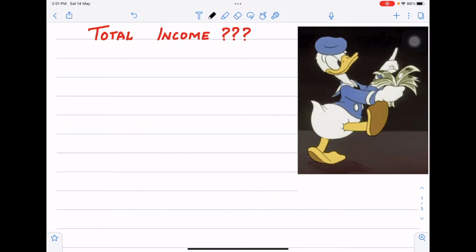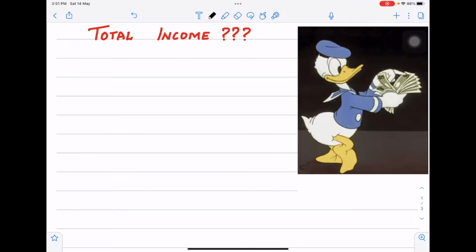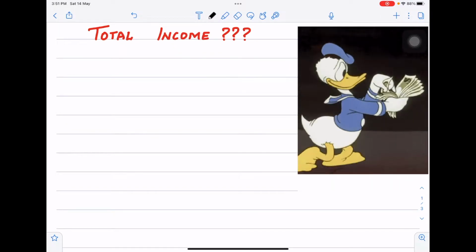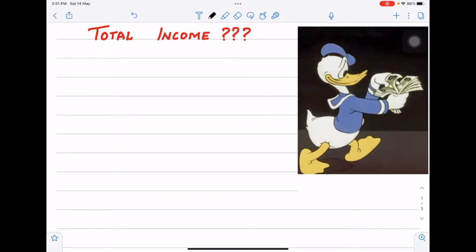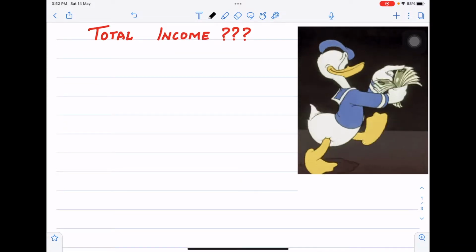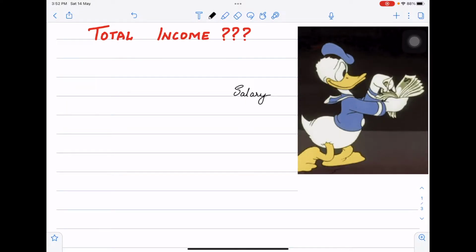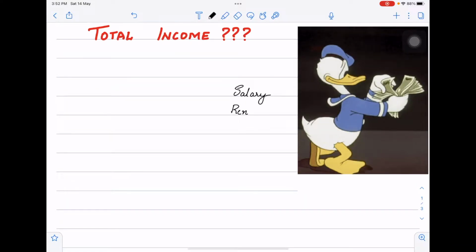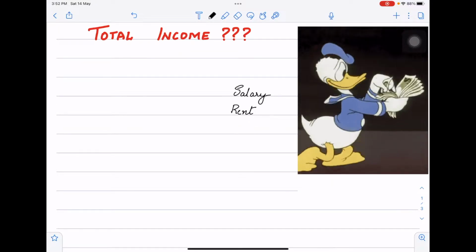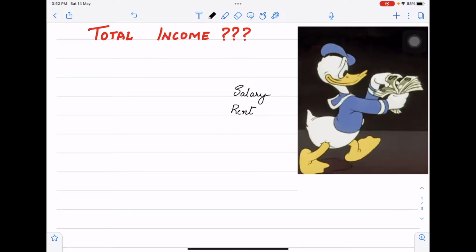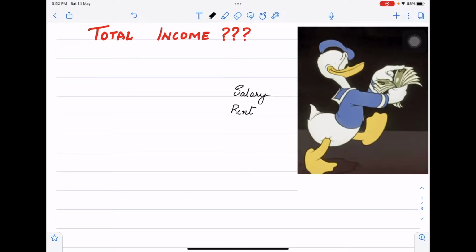Now the scope of total income is given in section 5 of the Income Tax Act, which says that it includes all incomes from whatever sources. Now what can be these sources? So some of these sources are, one of the major sources, salaries that you get. If you have a house or a commercial plot or shop or an establishment that you've put on rent, so the rent income.